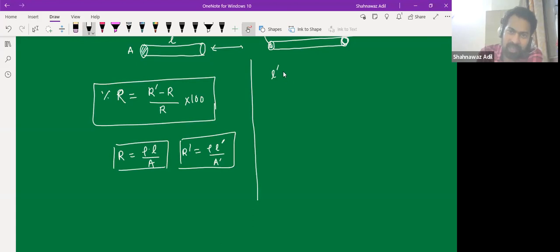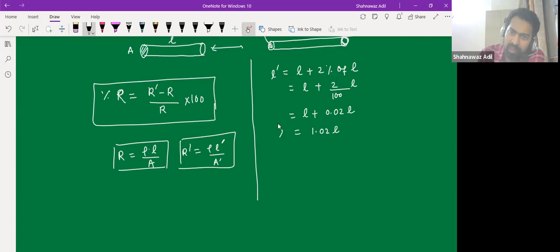It is given that the length has been increased by 2%. So L plus 2% of L. So this is L plus 2 by 100 into L. So this is L plus 0.02 L. This is 1.02 L. Right, this is our L prime.